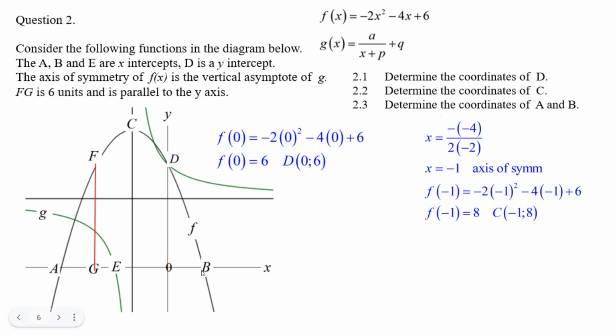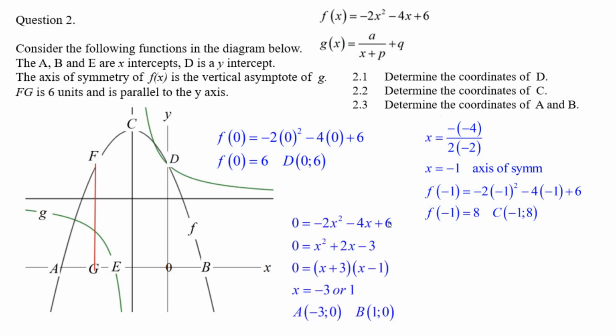Those are the x-intercepts of the parabola. And what do we do for an x-intercept? We take this f of x or y and we make it equal 0. And then we solve it. Divide everything by minus 2. You get this nice equation. Make a bracket, x and x. 3 times 1 is 3, but plus 3x minus 1x will give me the 2x.